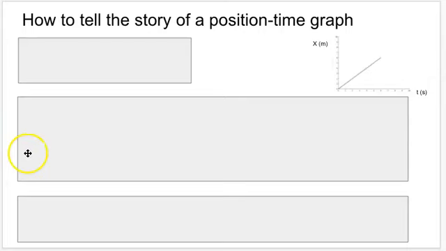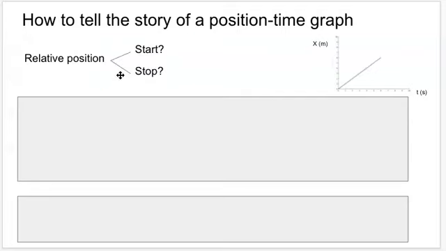All right, so how do we tell the story of a position time graph? It focuses on three things: the position, the speed, and the direction. So first, what's the position? Where did it start? Where did it stop? This is a relative position. You don't need numbers on the graph. Did you start at the origin, above the origin in the positive direction, below the origin in the negative direction? Where did you start? Where did you stop?